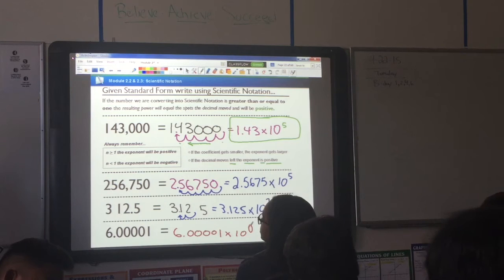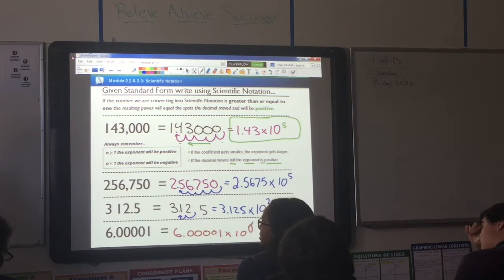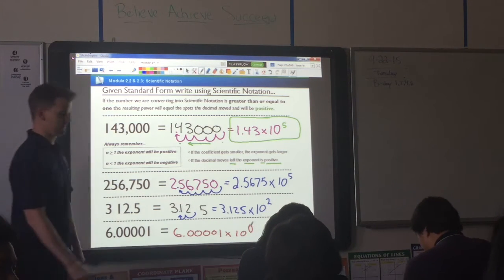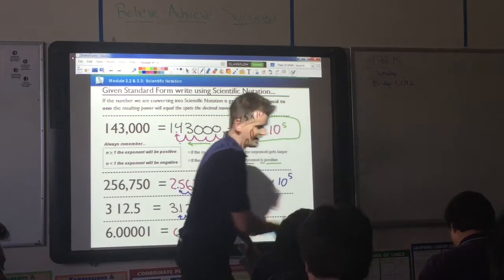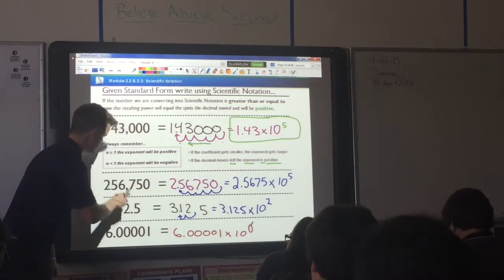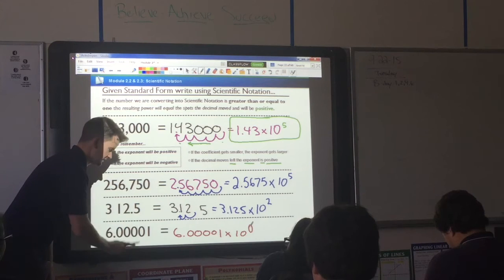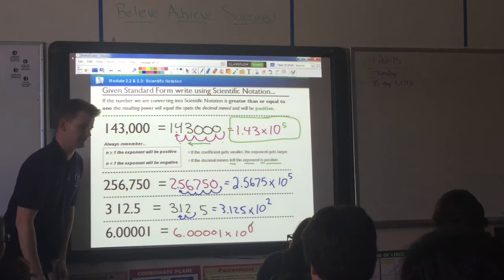Yes. When would it be a negative? We're going to get to that. That's going to be the next thing we do. We're going to get to the negatives when we have a number that is less than 1. Is this less than 1? Is that less than 1? Is that less than 1? These are all positive. We're going to do the negatives.